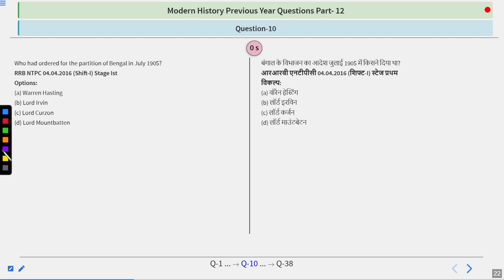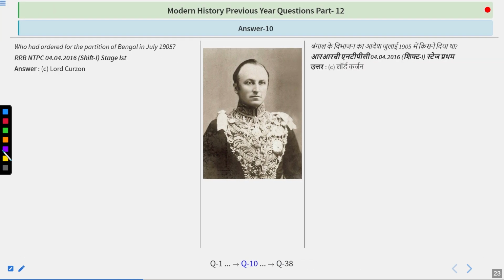If we talk about Warren Hastings, he was the one under whom the Regulating Act came. Lord Irwin was the one under whom the first and second Round Table Conferences were held. Apart from that, the hanging of Bhagat Singh, Sukhdev and Rajguru was done under him. And Lord Mountbatten was the one under whom India got independence. And the answer is Lord Curzon.